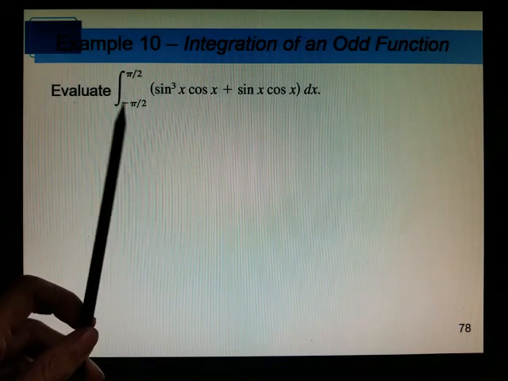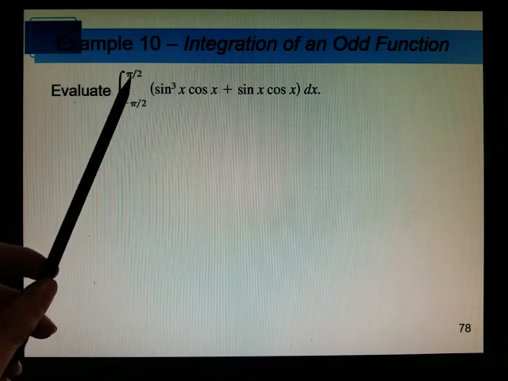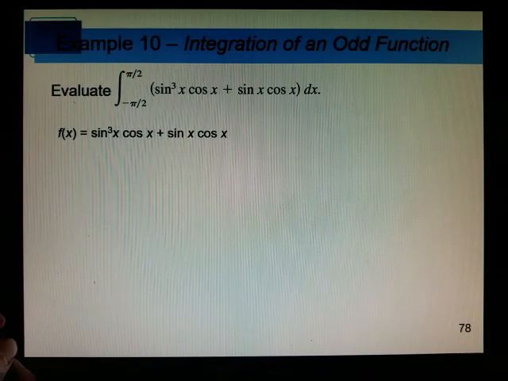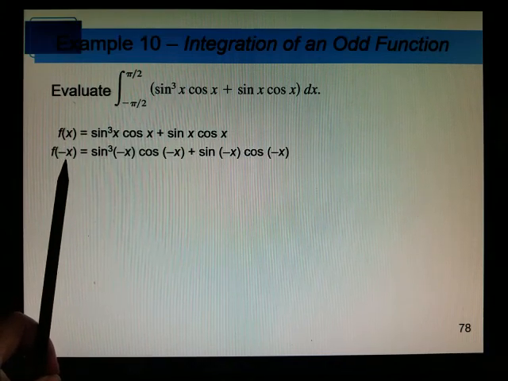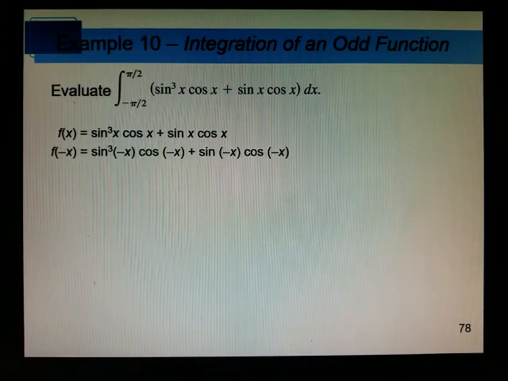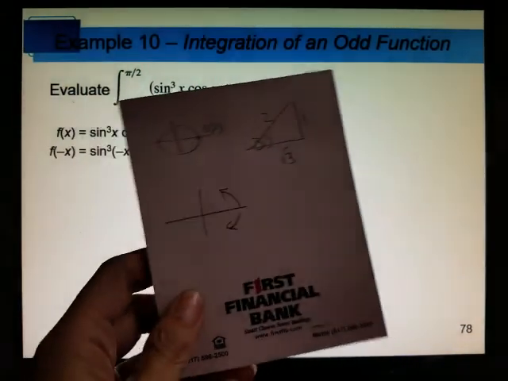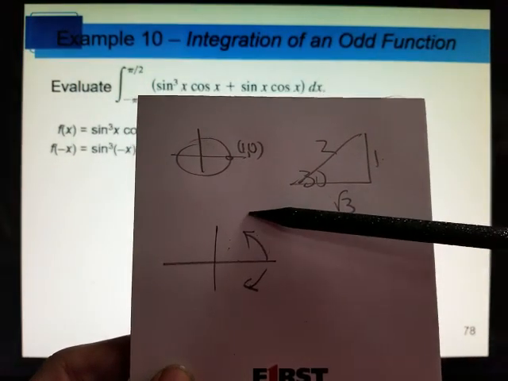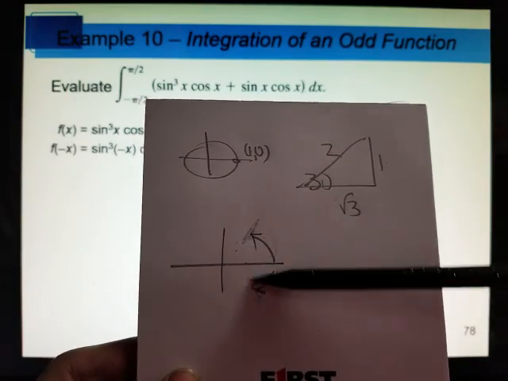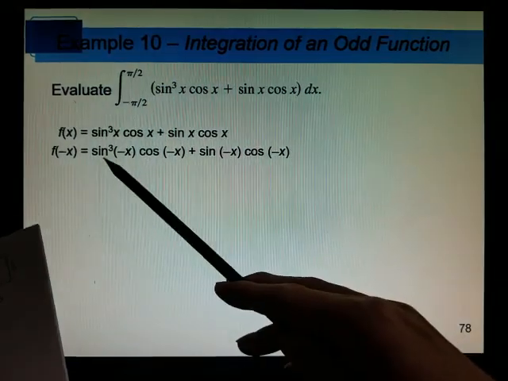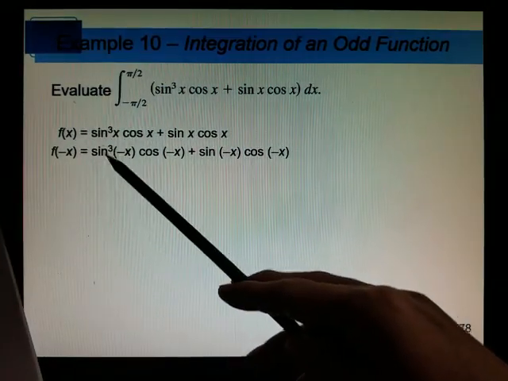So this function here, I need to integrate from pi-half to negative pi-half. So that's the function f of x. If I substitute negative x for all the x's. All right, guys. So if I went positive x degrees versus negative x degrees, that would be like going from quadrant 1 to quadrant 4, for example. So if I go positive x degrees versus negative x degrees, the sign here is positive, but the sign there would be negative. So that means that would be equivalent to the negative sine to the third of x.